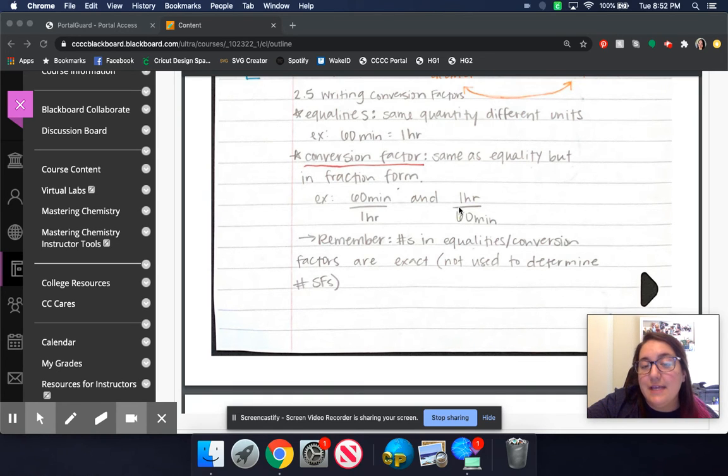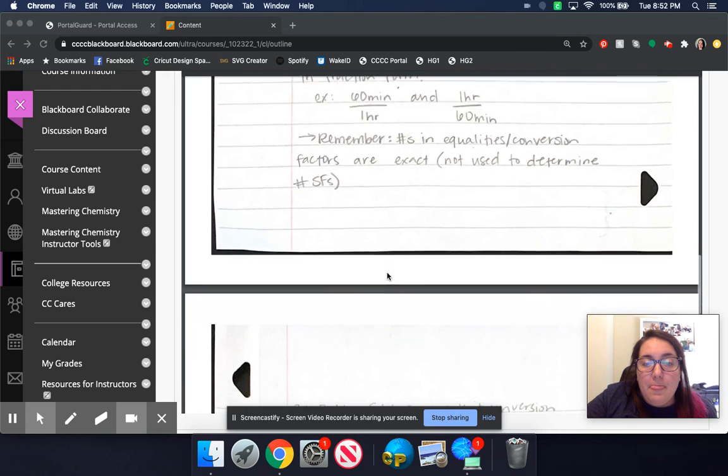So what you're going to see as we go on in the semester is we can put the unit that we need where we need it, so it can be on top or bottom, okay? Because we're going to be able to cancel them out as we go. And it says, remember, numbers in equalities or conversion factors are exact, meaning it doesn't matter that this is 6, 0. We don't care that it's 1 significant figure. That's not included in determining the number of significant figures.